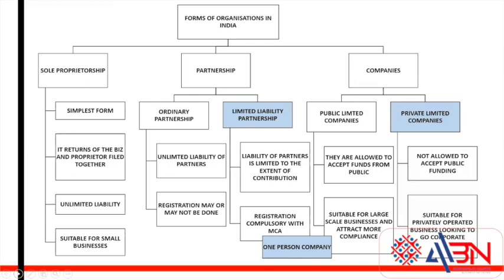Companies are again divided into two types: public limited and private limited companies. Public limited companies are allowed to accept funds from the public and are suitable for larger businesses, whereas private limited companies are not allowed to accept public funding. They are suitable for privately operated businesses looking to go corporate. There is another category called One Person Companies, which is more suited for startups where a single person wants to establish a company and go corporate. Next.